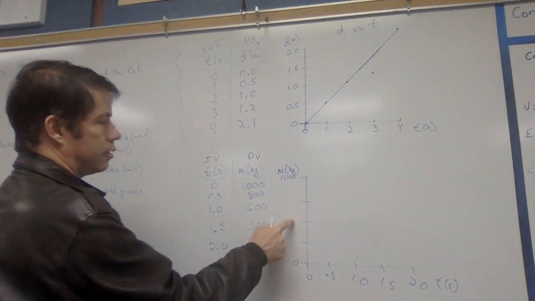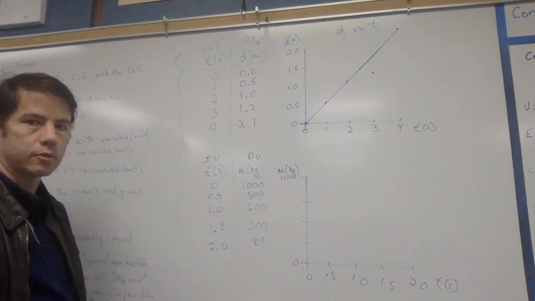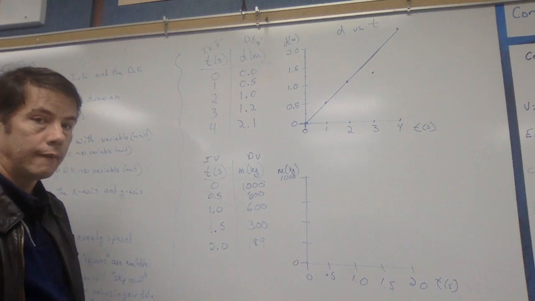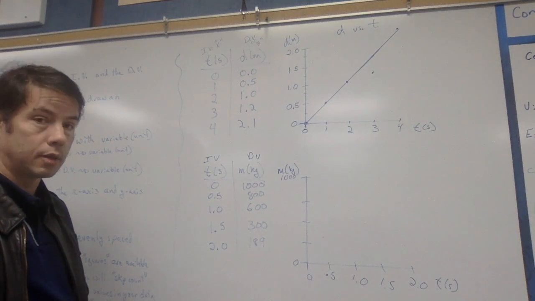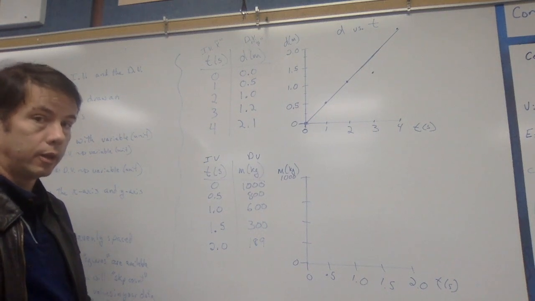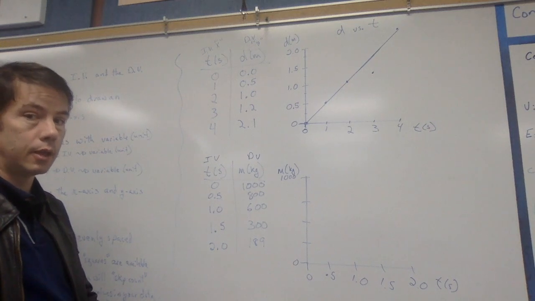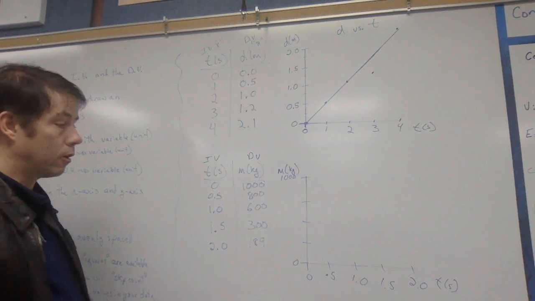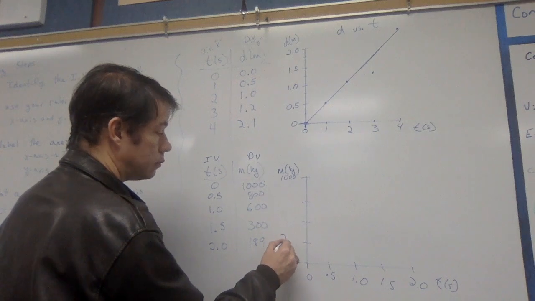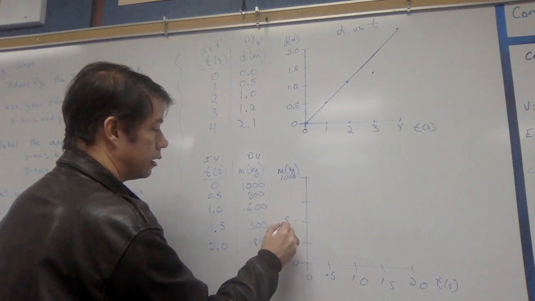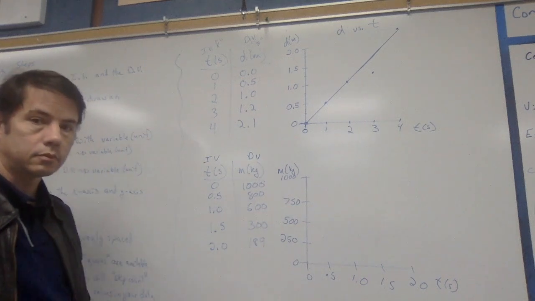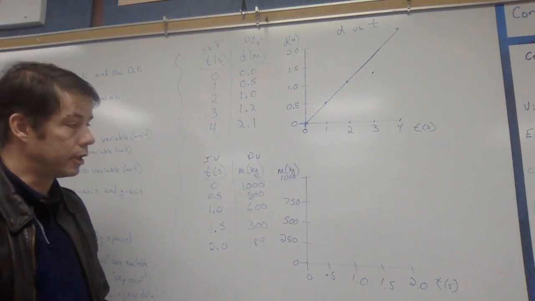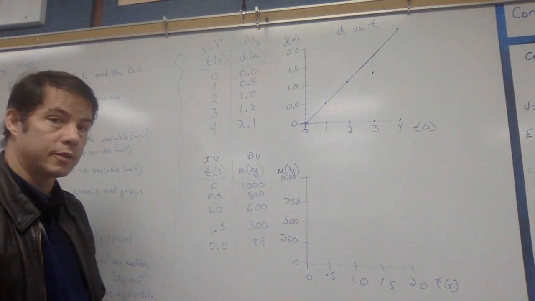So I got 1, 2, 3, 4 values. What would be a good skip count? I could go 200, 400, 600, 800, 1,000. I could go 100, 200, 300, 400, 500, 600, 700, 800, 900, 1,000. Or I'm just going to do 250, 500, 750, 1,000. So you also, not only do you have to think about it, you also have some options.